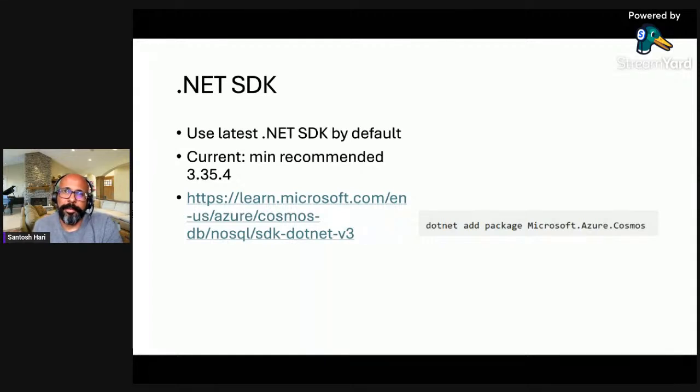Cosmos is all about performance. If you're talking about millisecond latency, you want to make sure that you are using the latest version of the code with the latest optimization, or at the very least the minimum recommended version, so that you're getting the performance benefits. Resist the temptation to use an older version, even if you find a great code sample that has an older version.